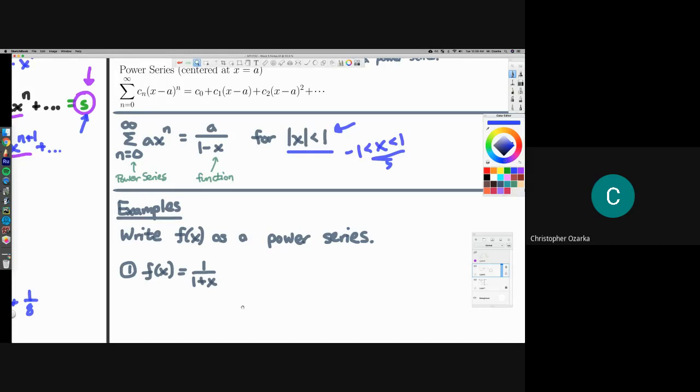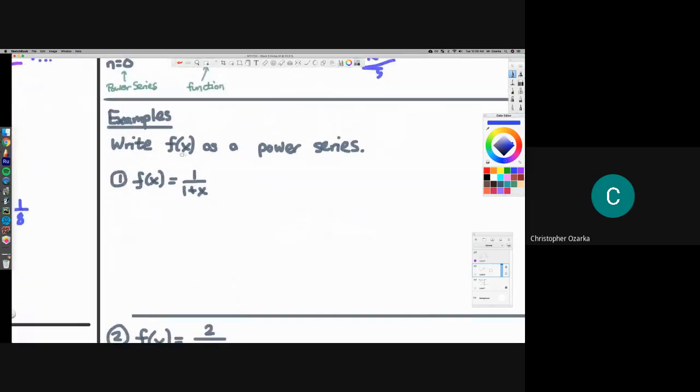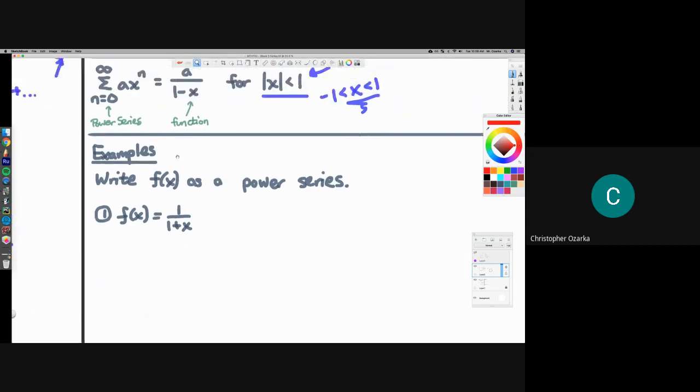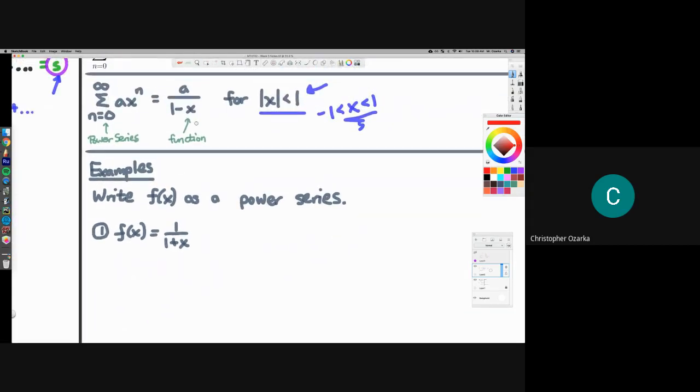Let's go over this. Here we go. So it says write f of x as a power series. So we want to write this thing here as a power series. So step one, none of this is intuitive, by the way, so definitely ask questions if you got them. Step one on this would be to make it look something like this. That's always step one for any of these problems.